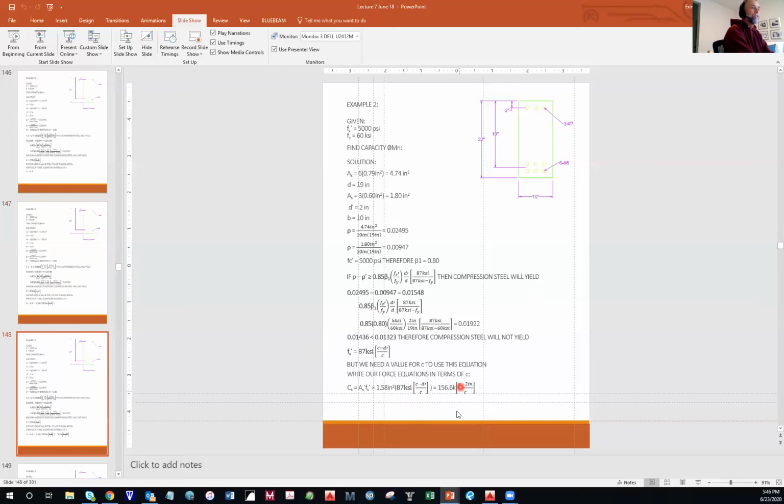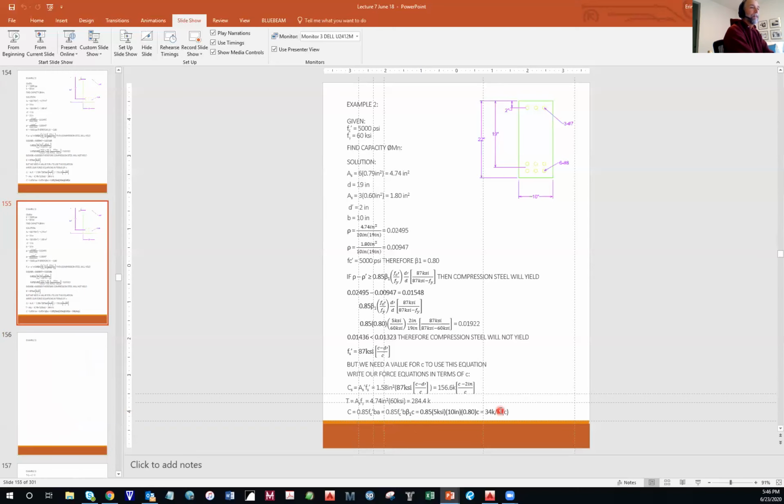And this is in terms of C. So you leave this, C is an unknown. Then you solve for T. T is just straight up a number of kips. And capital C, the compression in the concrete, you can also write in terms of little c, like so.